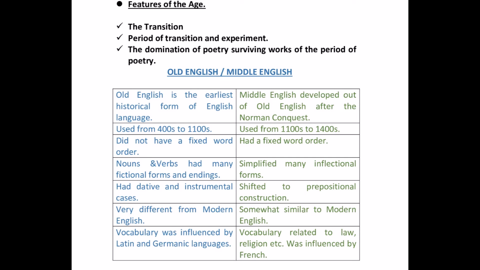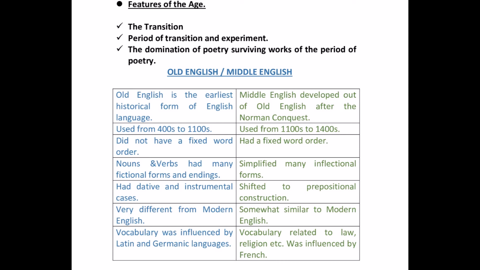Now come to the next page. Features of the age: the transition, period of transition and experiment, the domination of poetry, surviving works of the period of poetry. And now here we will see the difference between the Old English and Middle English periods.